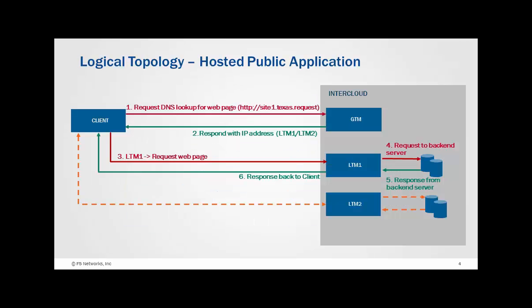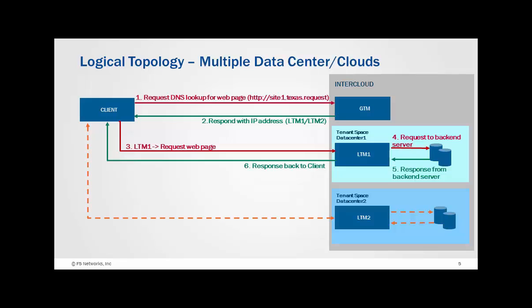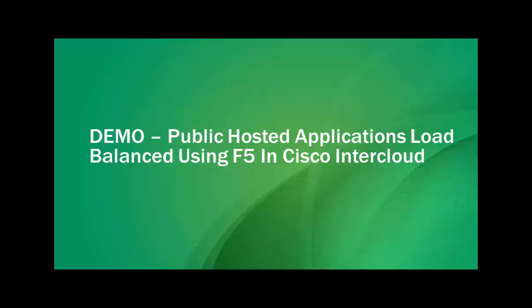Another depiction of the use case is as follows, where the client makes a request to the GTM, and based on the response, the client makes a connection to either LTM1 or LTM2. LTM1, LTM2 could be on the same data center, or they could be on different data centers as depicted in this picture. Now let's move on to the demo.